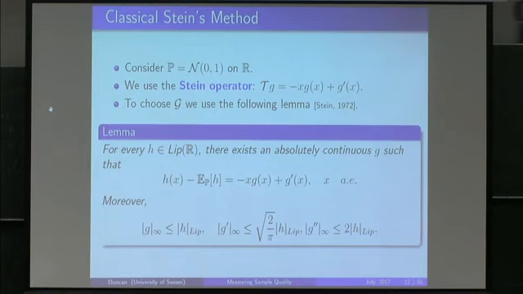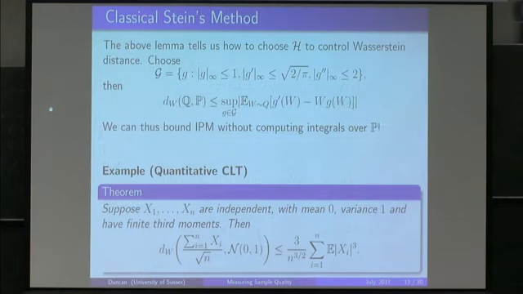The question is, how do we choose this space of functions G? To do so, one can use the following lemma that says that for every function h which is Lipschitz, there exists an absolutely continuous function g such that this Stein equation has a solution. Moreover, the solution has first, second, and third derivatives which have these bounds. That's really convenient because all the bounds are in terms of the Lipschitz constant of h. And remember, our set H is the set of functions which have Lipschitz constant less or equal to 1. So all these bounds are uniform, they don't depend on h. To choose our G, we just replace the Lipschitz constant of h by 1, and we get this bound here.